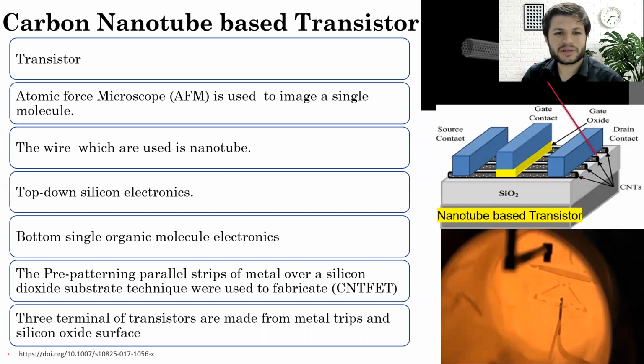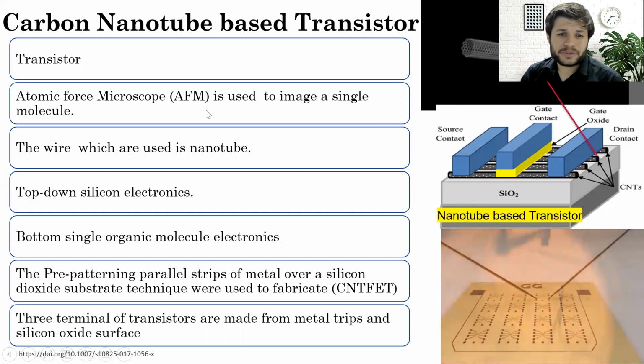The fundamental concept behind this research was that instead of using traditional top-down silicon electronics, the transistor could be created bottom-up from single organic molecules as the switching element, and an atomic force microscope (AFM) is used to image single molecules.